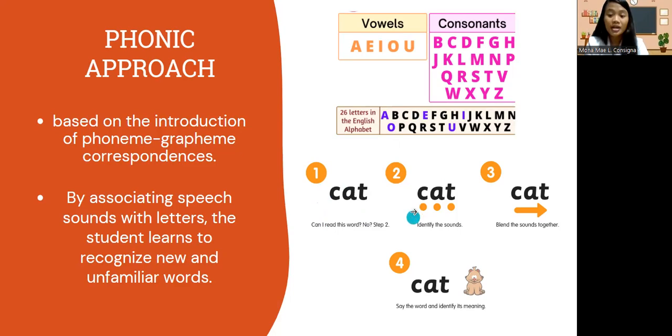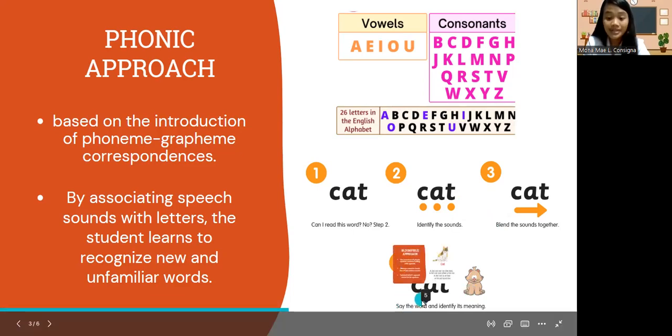Here, you need to identify the sounds. We all know that each letter has its corresponding sound. So for C, we have k, k, and for A, we have a, and for T, we have t, t. When they proceed to step three, they blend the sounds together: k, a, t. In step four, they say the word cat and identify its meaning.